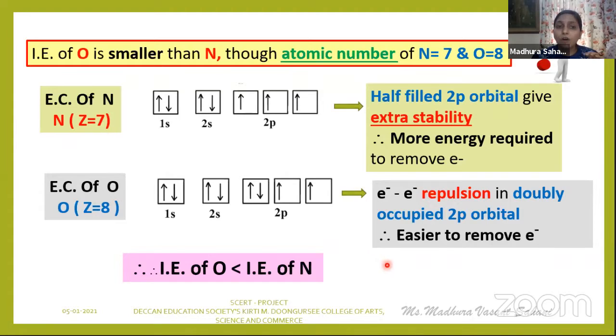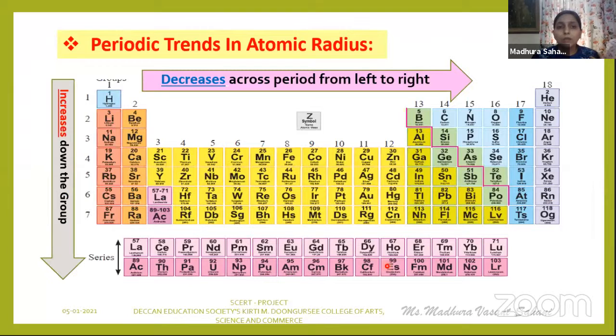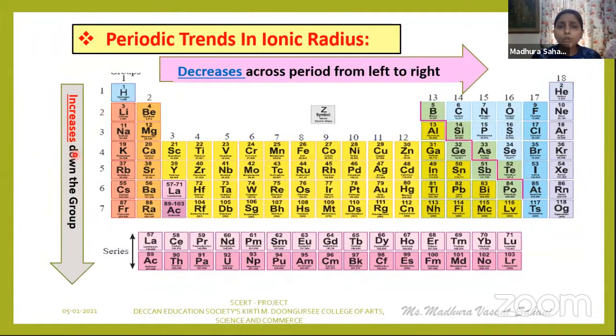So here we have covered all the 3 properties, and here we have concluded today's lecture. So what have we learned in today's lecture? We have seen the periodic trends in the atomic radius, that is how the atomic radius decreases as you move across the period from left to right, and how the atomic radius increases as you move down the group. Also, we have seen the periodic trends in the ionic radius, that is how the ionic radius decreases as you move across the period from left to right, and the ionic radius increases as you move down the group.